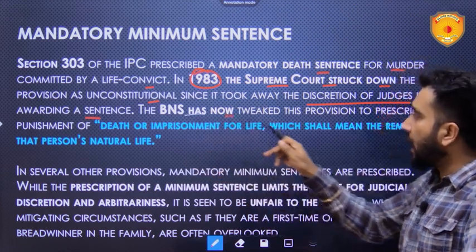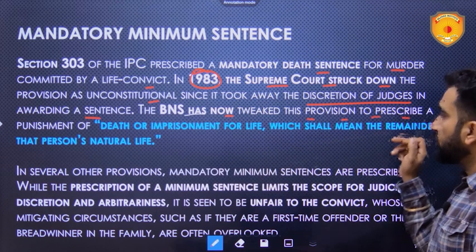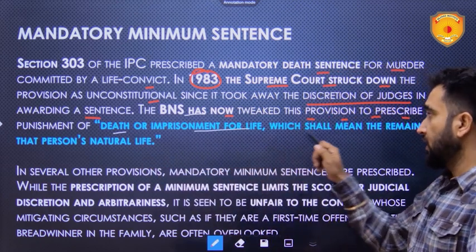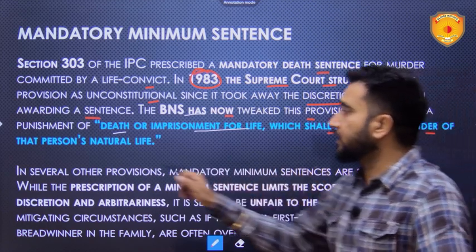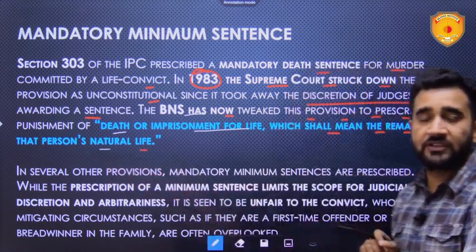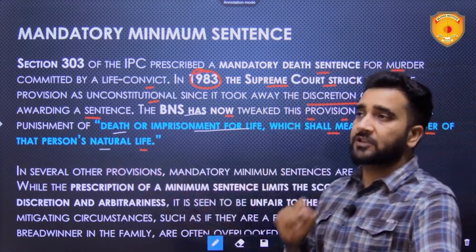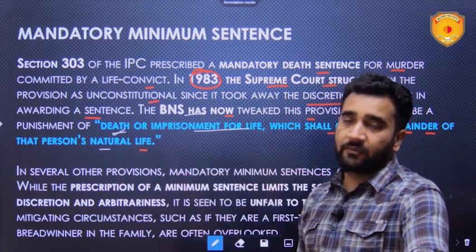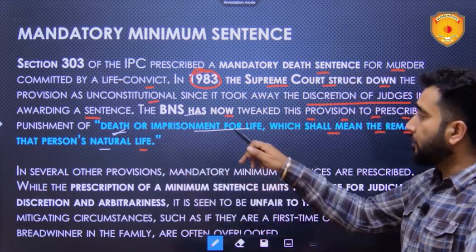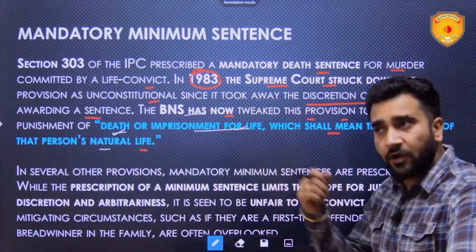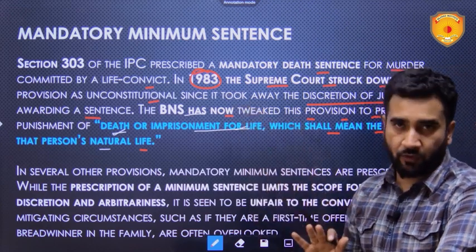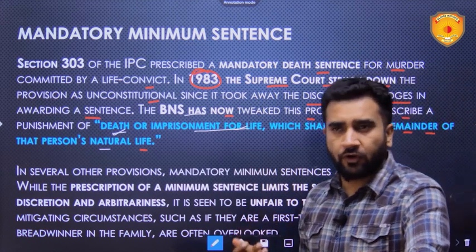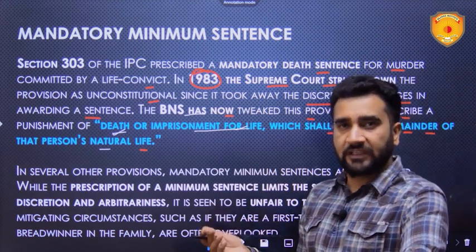The BNS has now tweaked this provision to prescribe a punishment of death or imprisonment for life, which shall mean the remainder of that person's natural life. So if a person is engaged in murder and it is proved, either a death sentence will be given, meaning that person will be hanged till death, or imprisonment for life, meaning the remainder of your life you will remain in jail, you will not come out. So making it stringent. Earlier, life imprisonment was for 7 years, 14 years, 21 years, like this.